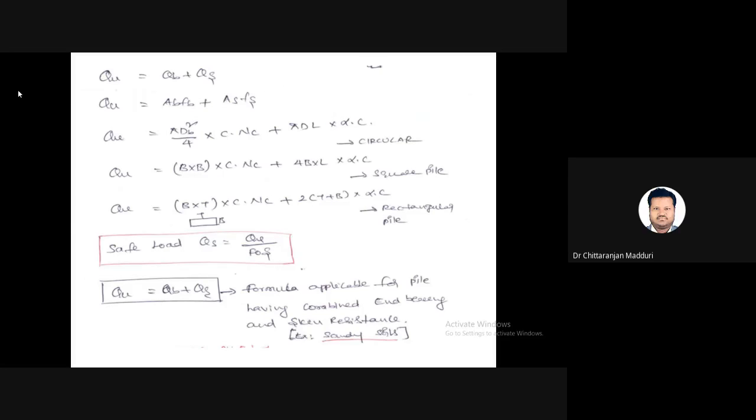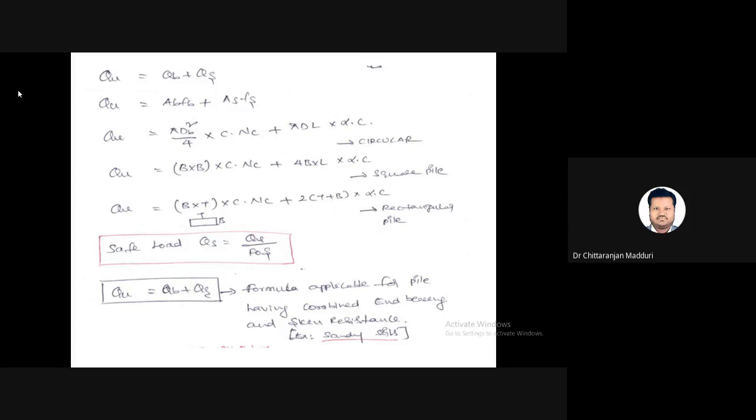Now coming to the first basic formula: ultimate load is equal to end bearing resistance plus skin friction. End bearing resistance is given by AB into FB, plus AS into FS. So ultimate load is equal to the area of the pile at the base, pi into dB square by 4, times FB, the bearing capacity of soil at the bottom of the pile, C into NC, plus AS, the surface area of the pile. For circular, it is pi d L, and the average undrained shear strength is equal to alpha into C.